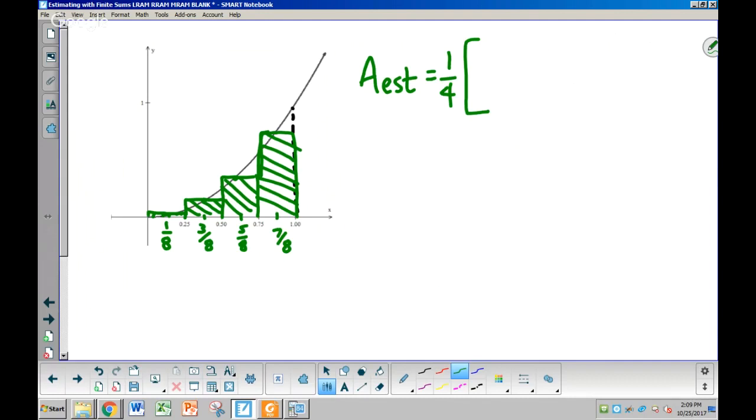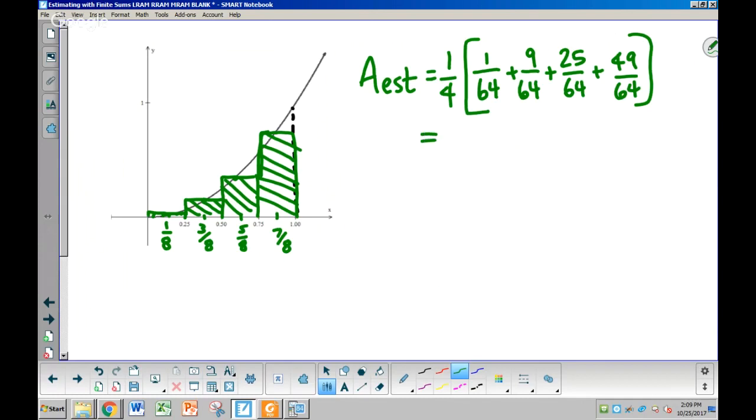Yeah. And now the height's going to be 1/8 squared, 1/64, plus 9/64, plus 25/64, plus 49/64. And when you do the math, what do you get? 21/64.